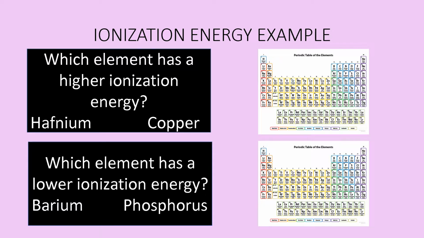Our first step here is to locate both hafnium and copper on the periodic table. Hafnium is located all the way down here as number 72, and copper is located all the way up here, number 29. And we know that our periodic trend for ionization energy goes from bottom to top and from left to right. So that's going to mean copper has a higher ionization energy because it is not only on top of hafnium, but it's also to the right of hafnium.